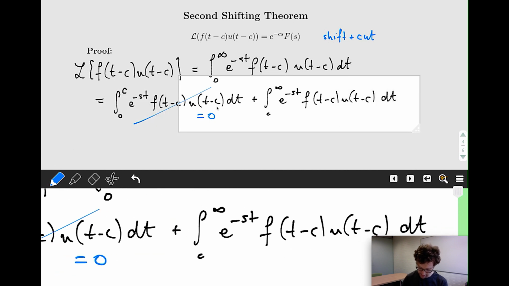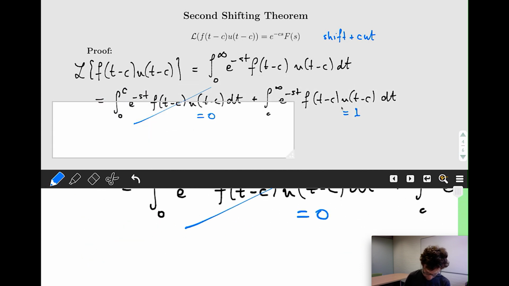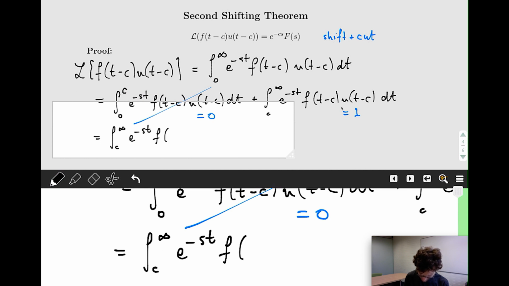On the other hand, in my second integral, t is allowed to vary between c and infinity. So t will always be larger than c, which means that this Heaviside will always be equal to 1, and the integral becomes quite simple. I'm left with the integral from c to infinity, e to the minus st, f of t minus c.